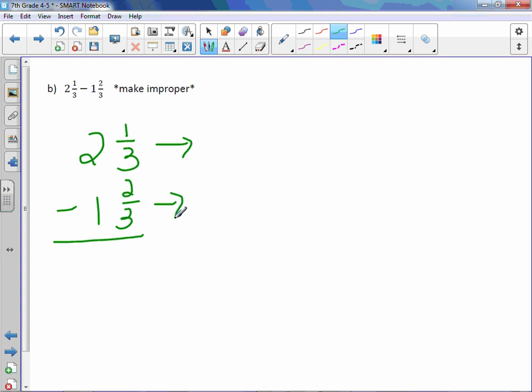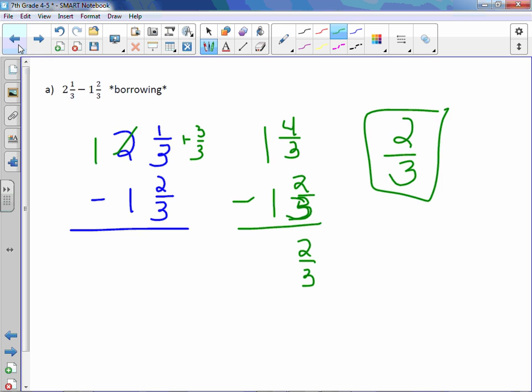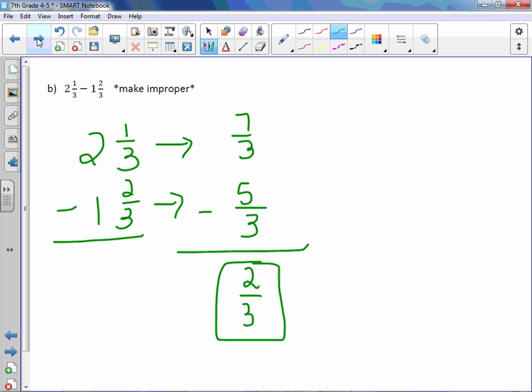2 and 1/3 to make it improper. 2 times 3 is 6, plus 1 is 7. So that would be 7/3 minus 1 times 3 is 3, plus 2 is 5, 5/3. 7/3 minus 5/3 is 2/3. And if you look back at letter A, we did get the same answer. Whatever you prefer to do is perfectly fine by me.